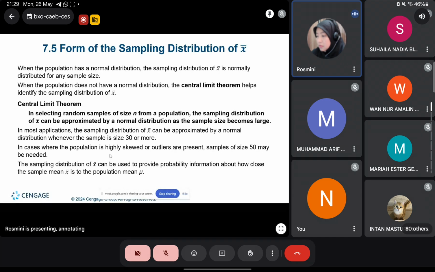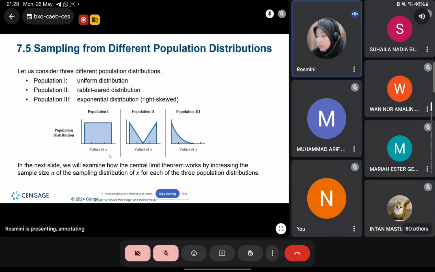So we have the central limit theorem. In a selected random sample of size n from a population, the sampling distribution of x bar can be approximated by a normal distribution as the sample size becomes large. Okay, we have discussed this last week.